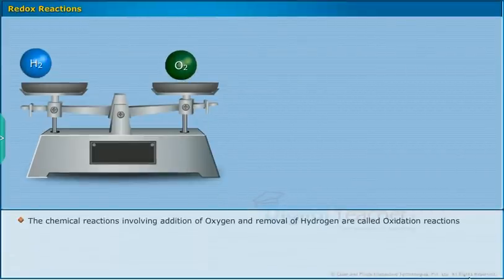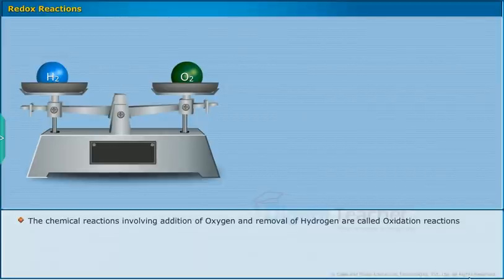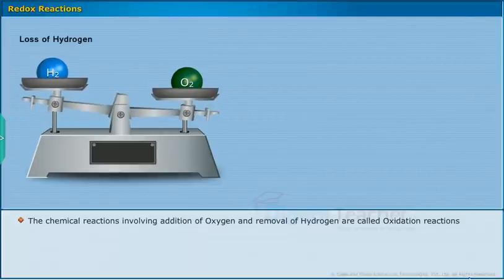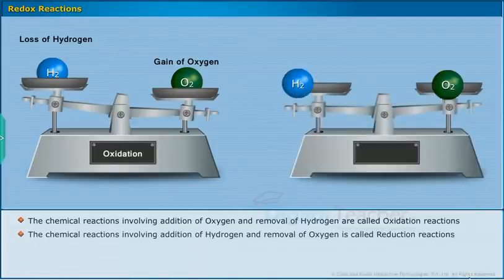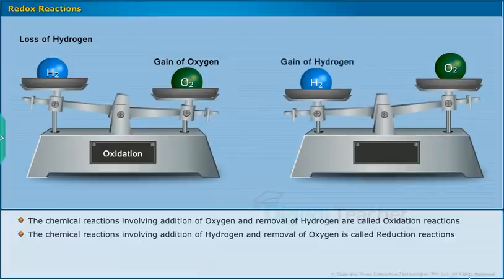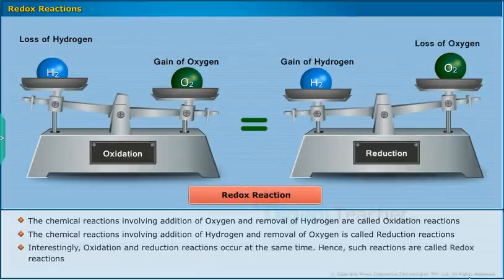The chemical reactions involving addition of oxygen and removal of hydrogen are called oxidation reactions. The chemical reactions involving addition of hydrogen and removal of oxygen are called reduction reactions. Interestingly, oxidation and reduction reactions occur at the same time, hence such reactions are called redox reactions. Let us learn about redox reactions in detail with an example.